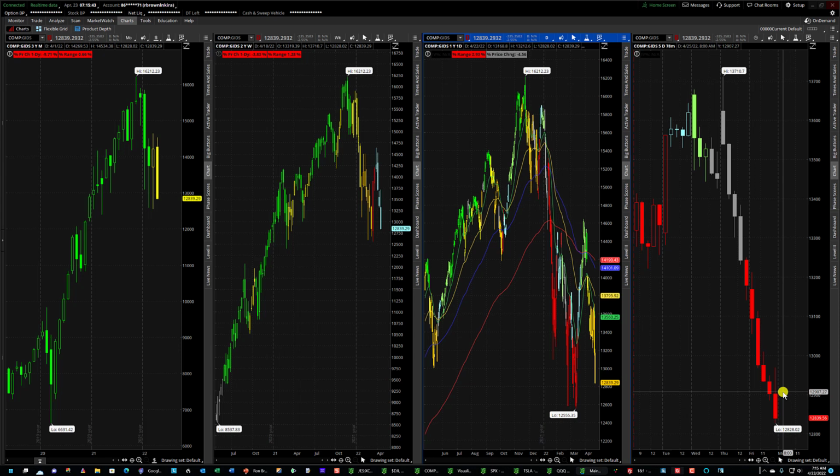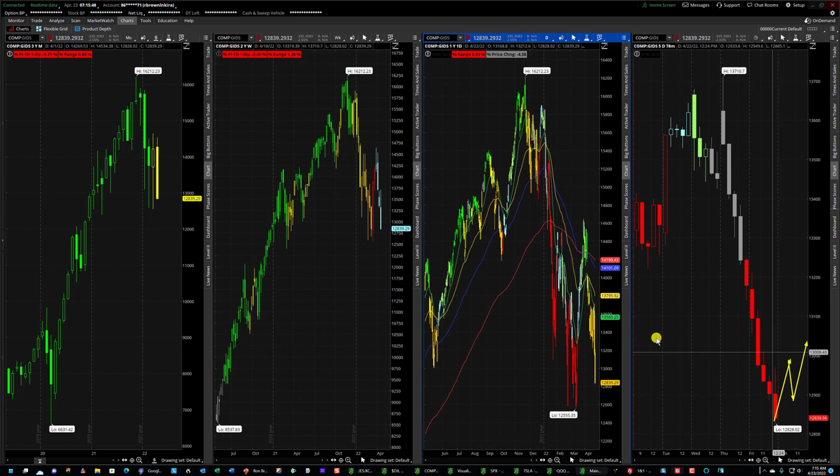And what you should start looking for if this market's going to change, you want to see a higher low. I'd like to see it stop and turn up a little bit, and then form a higher low than this low here, and then a higher high. And that would be the beginning of a trend in the 78-minute chart.